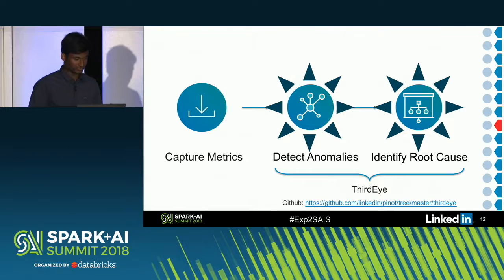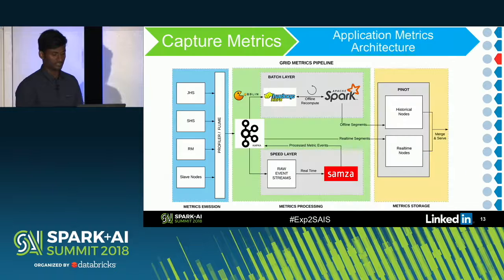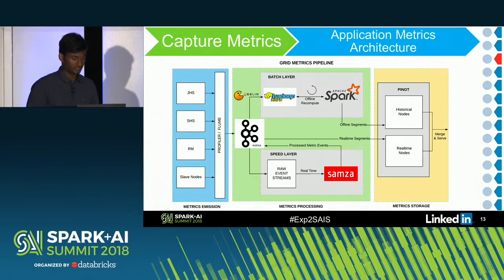So now let's look into the first one, capturing of all the application level metrics. Here's a high-level architecture diagram. You see three regions here, the blue, the green, and the yellow. The blue region is where we collect metrics from various different sources. We emit them to Kafka, and the green region is where we process those metrics, do aggregations, compute certain derived metrics out of those raw events, and then those processed events are stored and surfaced to the users. So we'll go into a little bit of detail on each one of these layers.